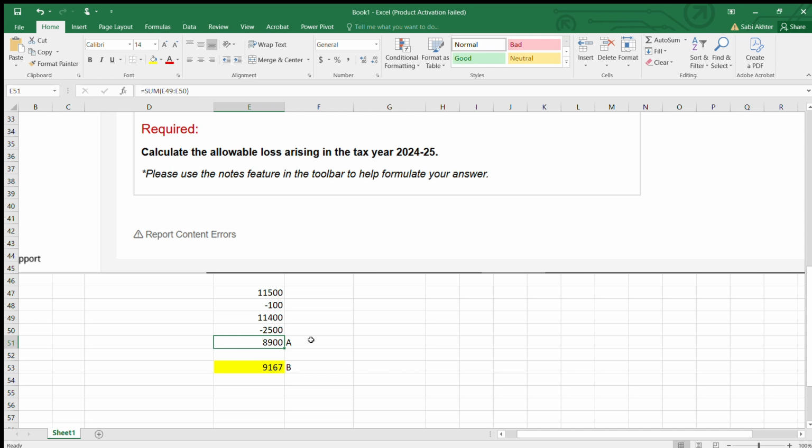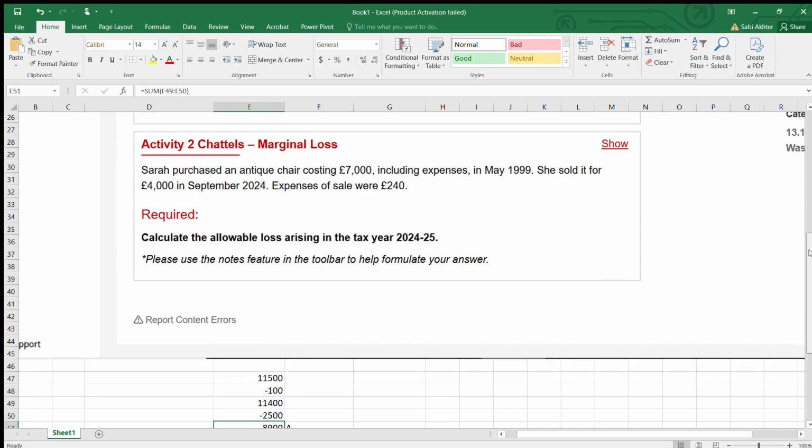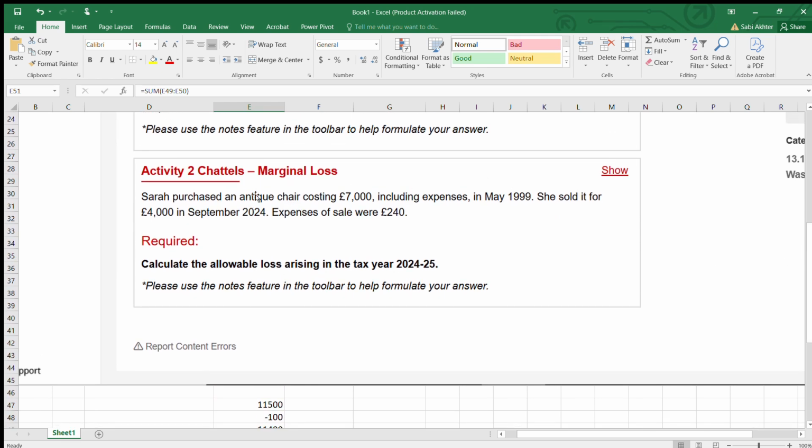Okay. Now activity 2. Now we are selling it at a loss. So Sarah purchased an antique chair, cost 7,000. She sold it for 4,000. Expense of sale 240. So if you see, she sold it for 4,000, less than 6,000, and cost is more than this one. This is situation number 4. So we'll do activity 2 now.